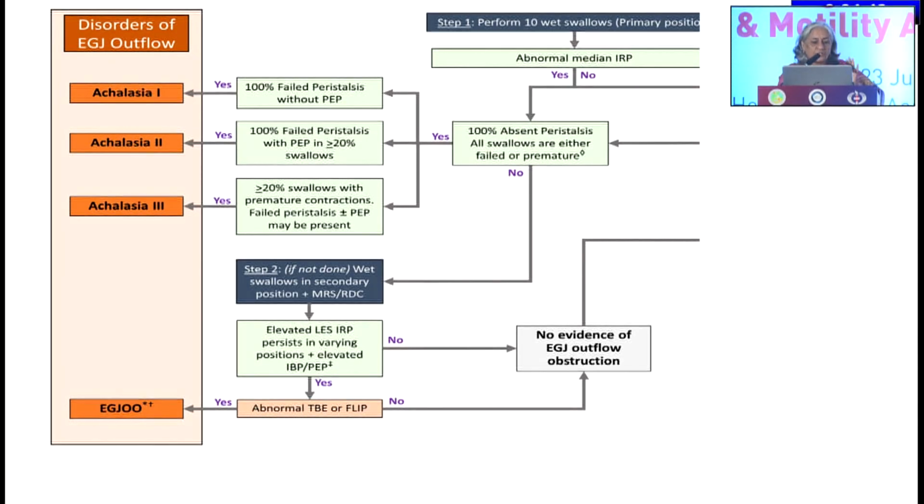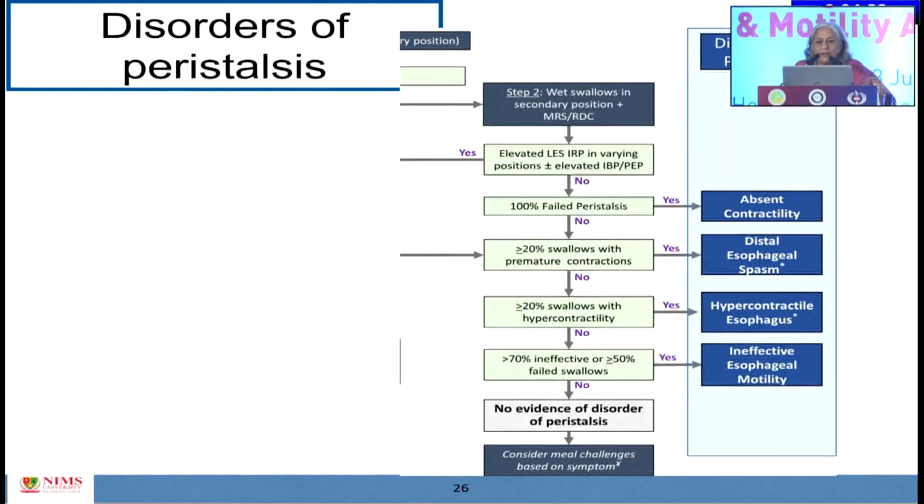After this patient has been studied in the lying down position, put the patient in the upright position and see again where your patient is. If the IRP was abnormal initially, but there was peristalsis, and the IRP improves after sitting up, obviously this patient never had an altered IRP. Now look at the swallows. One of the disorders of peristalsis that you will see is failed peristalsis, and that will be covered by Dr. Srihari, so I will not be going into that.